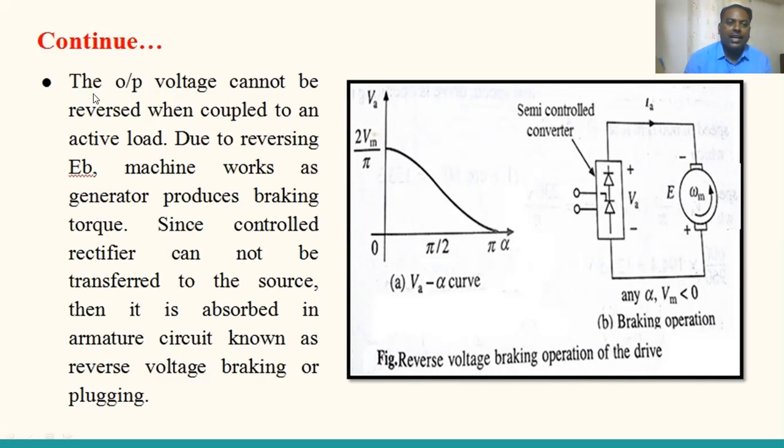The output voltage cannot be reversed when coupled to an active load. Due to reversing back EMF, the machine works as a generator and produces braking torque. Since the controlled rectifier cannot transfer the power to the source, the developed energy is absorbed in the armature circuit, therefore it is known as reverse voltage braking or plugging.